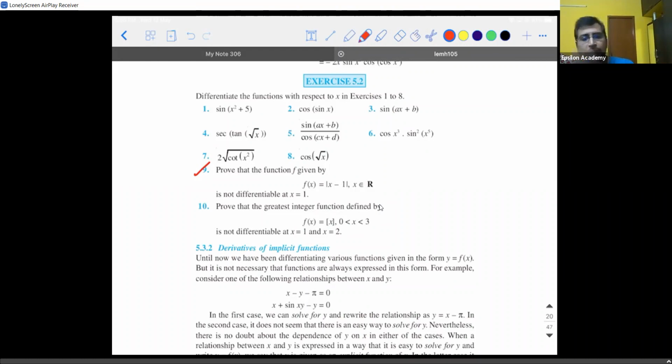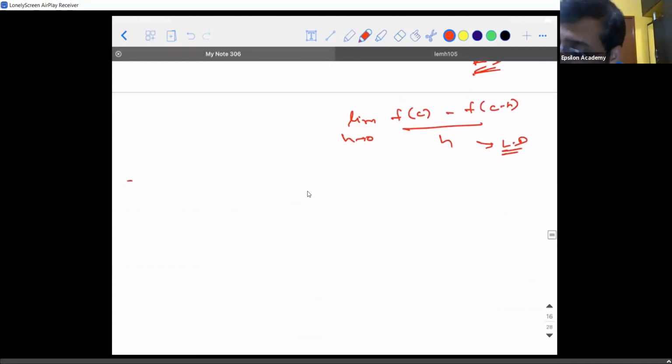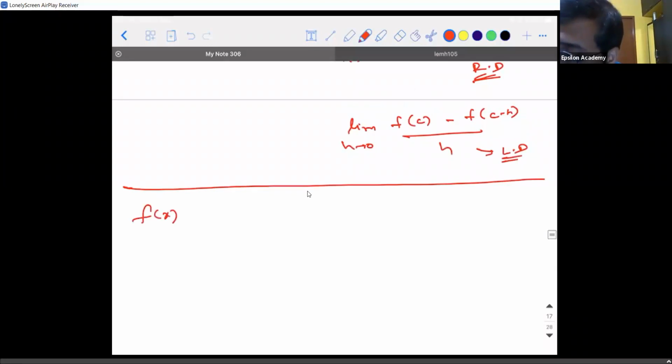If it is going to be a continuous function, the next thing is we have to check its differentiability. How are we going to do it? Listen to this, guys. So what is the question? f of x equals mod of x minus 1 is not differentiable at x equals 1. This is what we need to do.